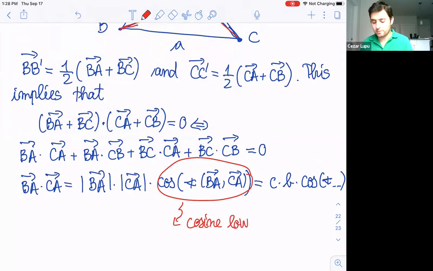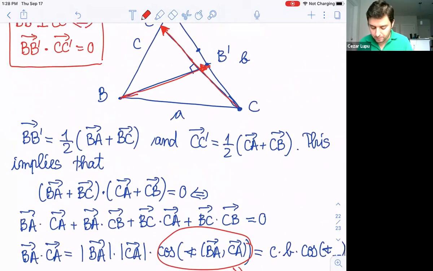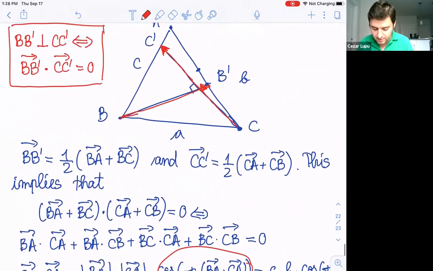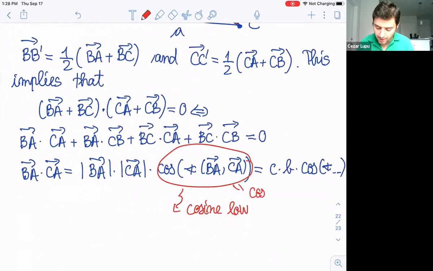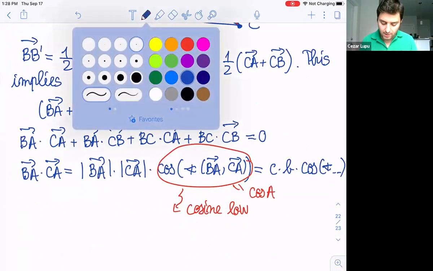Well, in fact, can you tell me what this is the cosine of what? Between these vectors, BA and CA. BA and CA is cosine. So BA and CA is cosine of A, right? Of the angle A. So let's write all this together. So finally, let's write everything up.